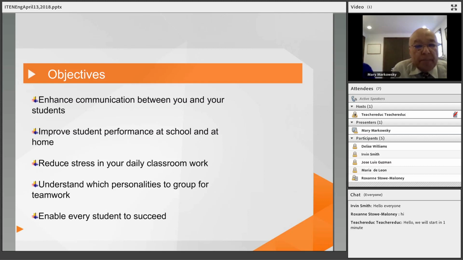Our objectives: enhance communication between teachers and their students, improve student performance in school and at home with their homework, reduce stress in your daily classroom as a teacher and the students' classroom work, and understand which personalities to group for teamwork, and that way enable every student to succeed.